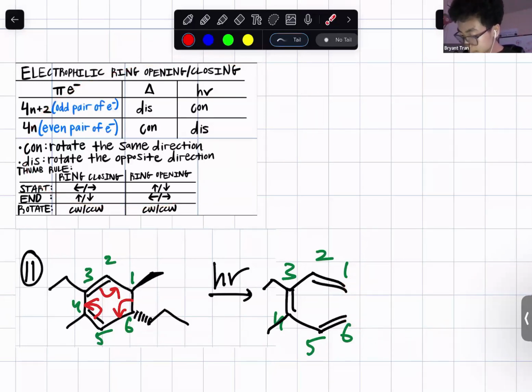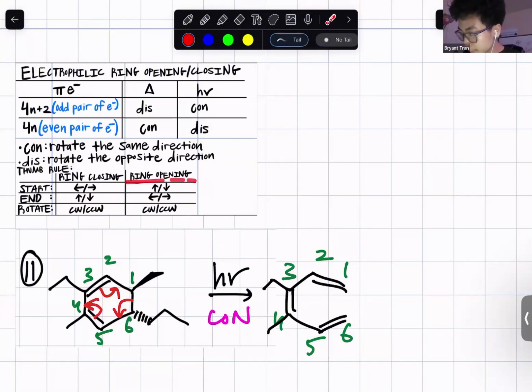Because we see 3 pairs of electrons moving here, that is going to be an odd pair of electrons. And when we have an odd pair of electrons reacting with light, H nu, this is going to be a conrotatory reaction, right? What conrotatory means is the direction that we rotate our groups in, right? So let's do the thumb rule.